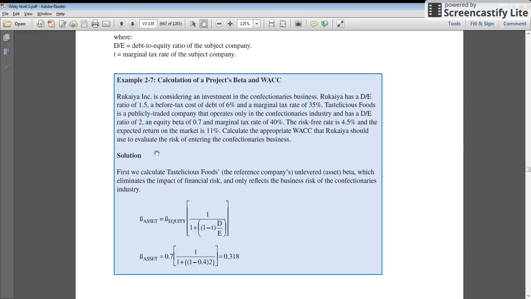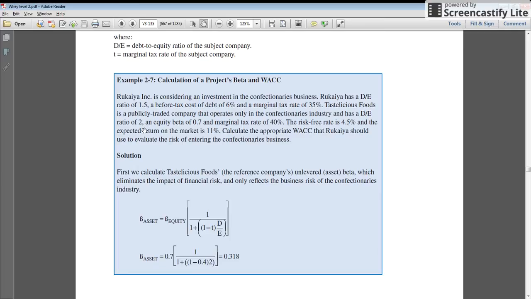Okay, now we've got the comparable firm coming up. Tastelicious Firm Foods is a publicly traded company that operates only in the confectionaries industry and has a debt to equity ratio of 2, an equity beta of 0.7, and a marginal tax rate of 40%. Right? So this is the beta that we have for the comparable firm, but as you can see, the debt to equity ratios are different. So Tastelicious has a debt to equity of 2, while the company for which we are trying to find the beta has a debt to equity of 1.5.